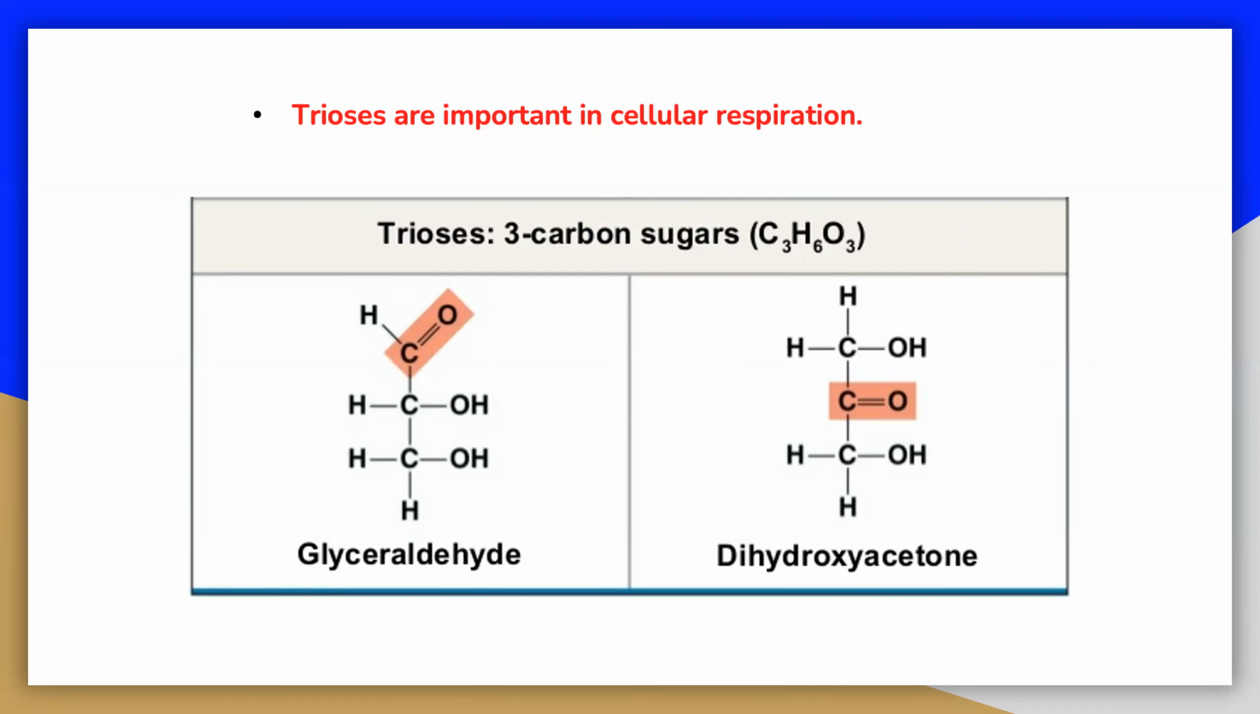A triose is a monosaccharide that contains 3 carbon atoms. There are only 3 possible trioses, including dihydroxyacetone and 2 forms of glyceraldehyde in nature. Trioses are usually important in cellular respiration. They are important sugar molecules as part of the energy production process.